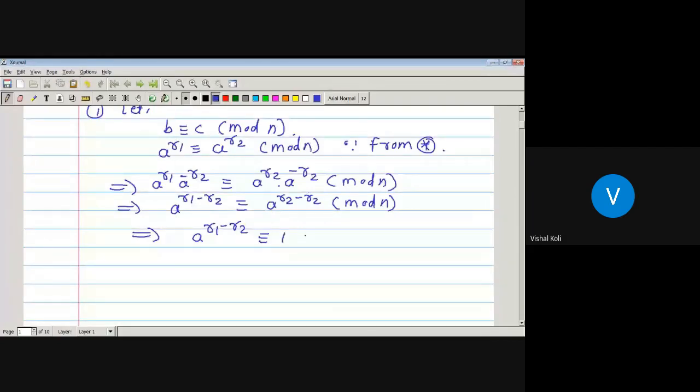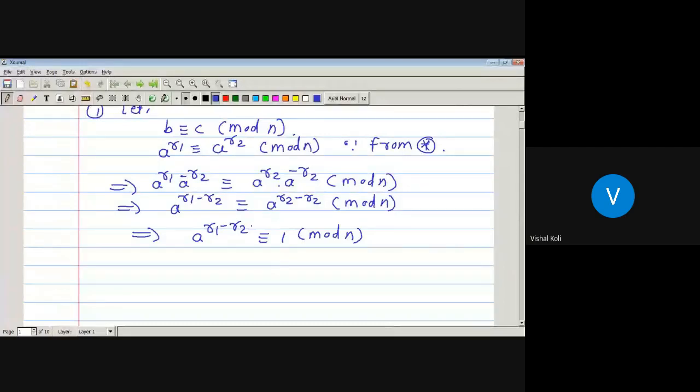So here we get one integer r1 minus r2. If we take this integer as a power of a, then it is congruent to 1 modulo n. Is it possible that this r1 minus r2 is less than phi of n? No, sir. Since a is a primitive root of n, a to the power phi of n is congruent to 1 modulo n, and a to the power k is not congruent to 1 modulo n whenever k is less than phi of n.